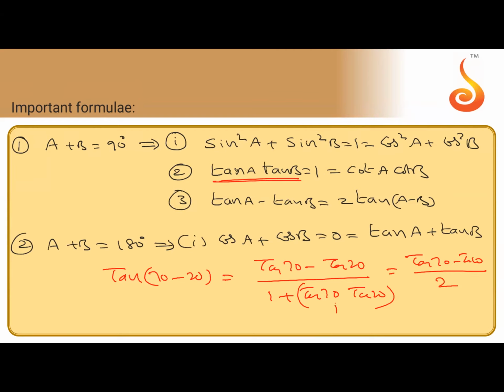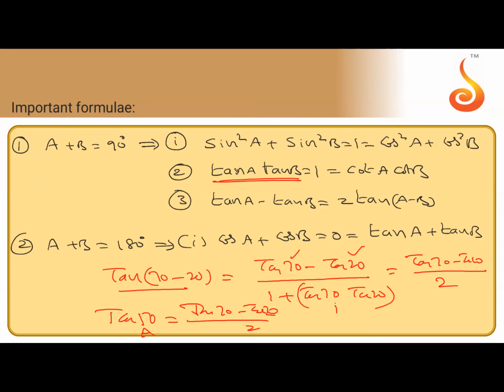That means tan 70 minus tan 20 by 1 plus 1, which is 2. Cross multiply. So this is tan 50. Tan 50 equals tan 70 minus tan 20 by 2. If you cross multiply, you will get the answer for this one. That is another method. Suppose you are not getting an idea about applying the formula, because you know the two angles 70 and 20 are there, now you can apply the tan A minus B formula.